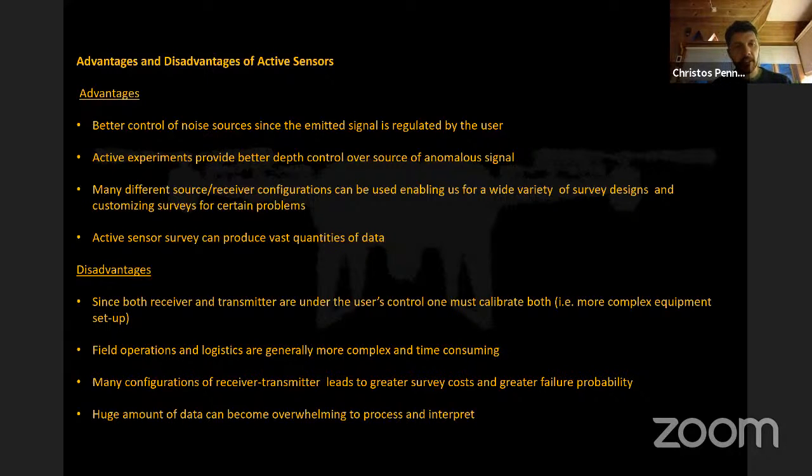And as I said before, a huge amount of data can become overwhelming to process and interpret. So we're getting so much data with active sensors that sometimes we cannot even handle it. Computers cannot work with this data, and then it's almost unusable. I'm not even going to the interpretation step, but sometimes we cannot even process this data.